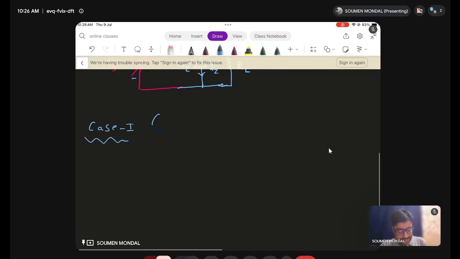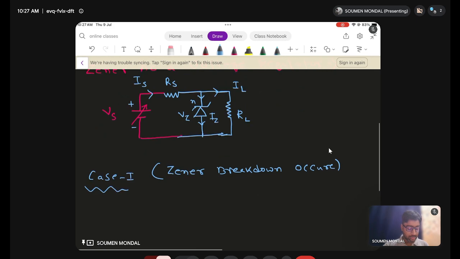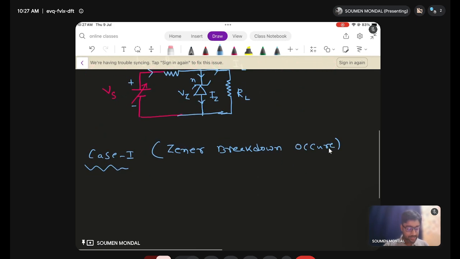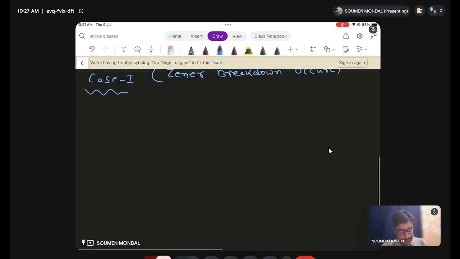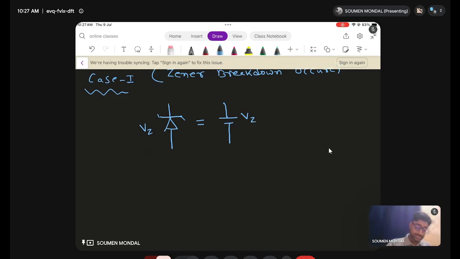So here it's an electronic term, we call it Zener breakdown occurs. So in this case, how does this circuit look? It's going to become a very simple circuit, and it is the easiest case. So in this case, what is going to happen? The Zener diode of voltage Vz will become a battery. You can think like that, a battery of voltage Vz. So this is the case.